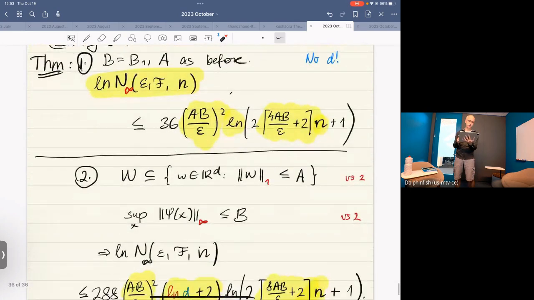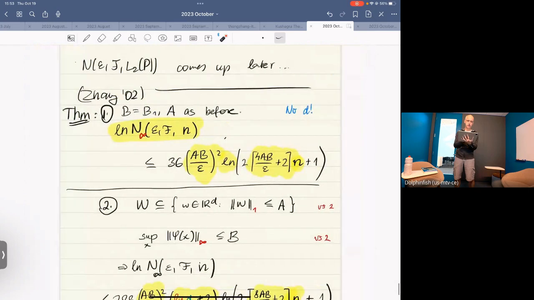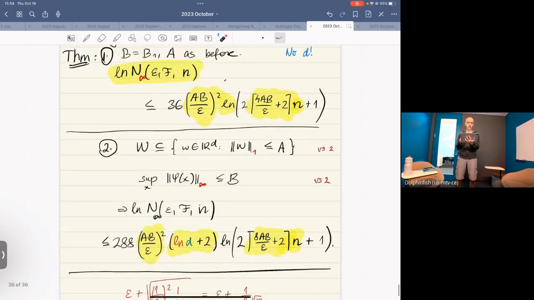And Zhang has two more results for the uniform metric entropy, and these numbers are the same as before. This is the radius of the ball in the weight space, which we just call B, the bound, and then you have this A times B over epsilon squared behavior. That's the non-parametric style behavior, and then there is a log factor.